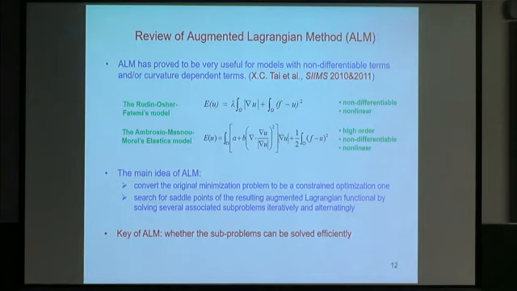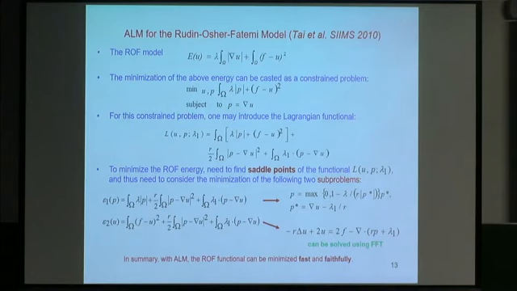Anyway, the key idea for the augmented Lagrangian is whether those sub-problems can be solved efficiently. If it's still very complicated, why not use it? So first, I would like to use this slide to discuss how to use augmented Lagrangian to minimize the ROF model.